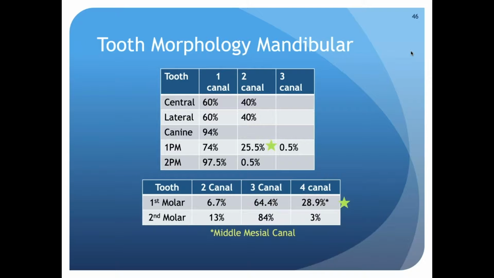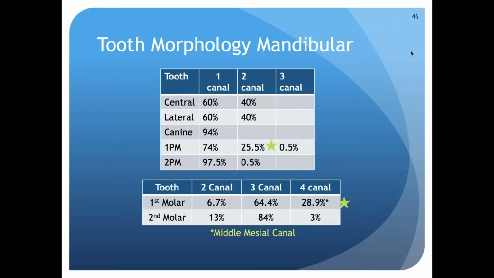On our mandible, some of the takeaways: our centrals and laterals have a good chance of having 2 canals. It's about 60-40, which is enough for me to be thinking, okay, 2 canals on a mandibular central or lateral. On our first premolar, again, about 75% of the time it should have 1 canal. And our second premolar should almost always be 1 canal.